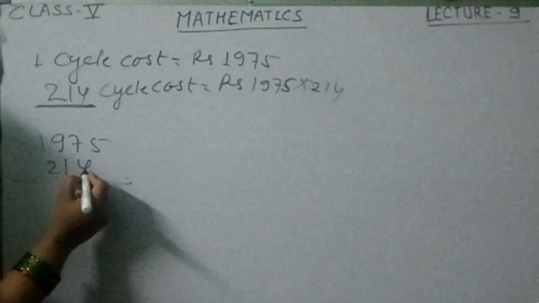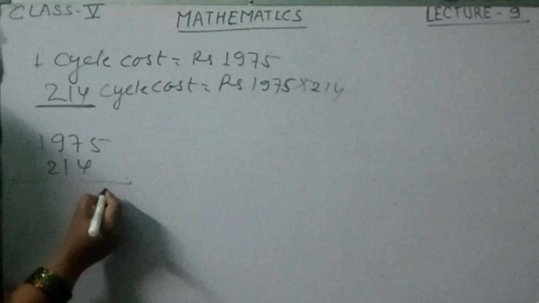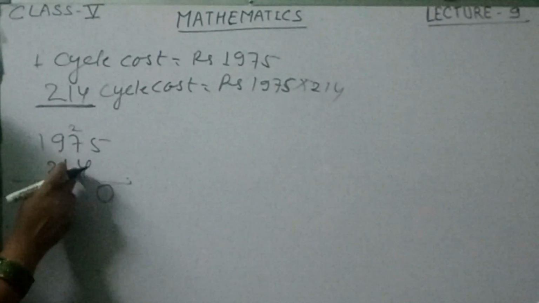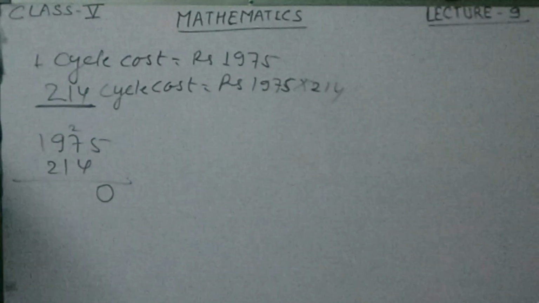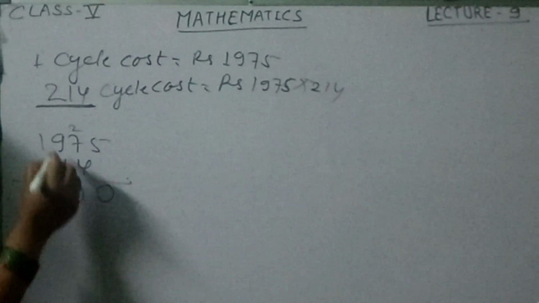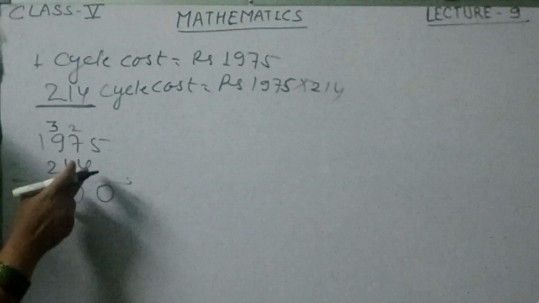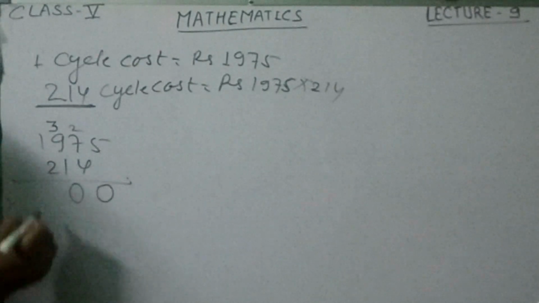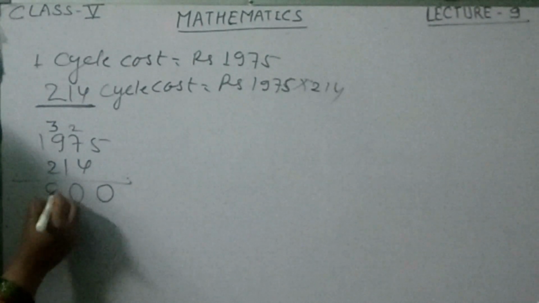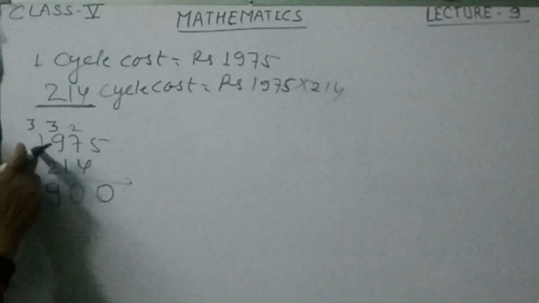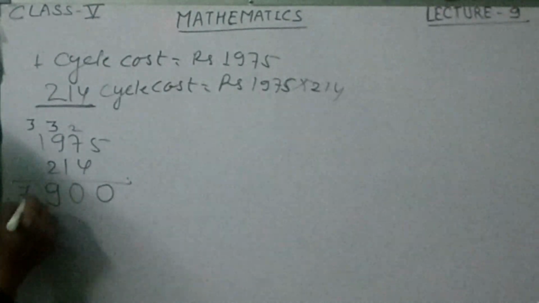Multiply it. 4 fives are 20. What do we have to write? 0 and 2 is the carry. 4 sevens are 28 plus 2 is 30. What do we write? 0 and 3 is the carry. Then 4 nines are 36, plus 3 is 39. What do we write? 9 and 3 is the carry here. Okay. 4 ones are 4 plus 3 is 7.